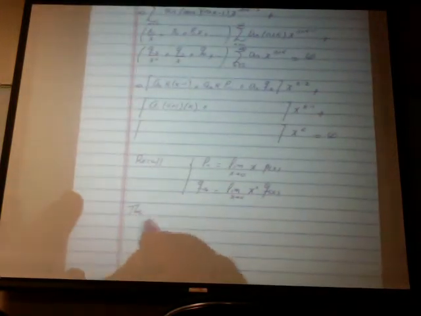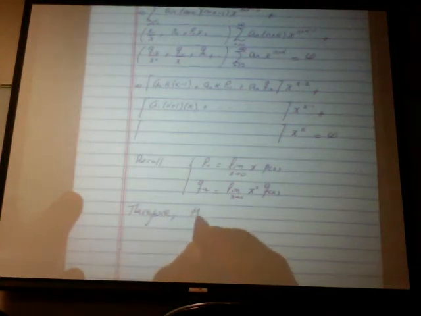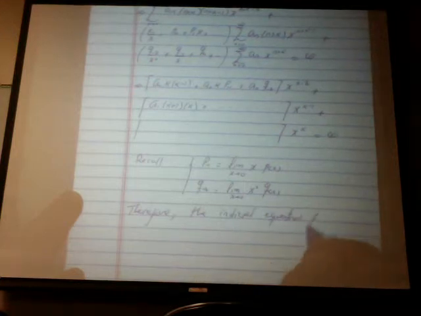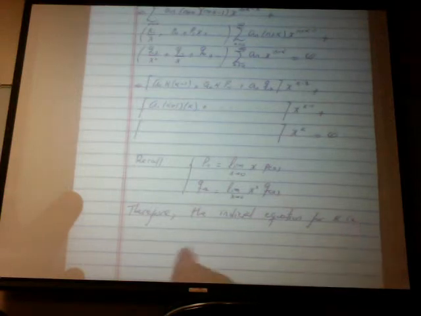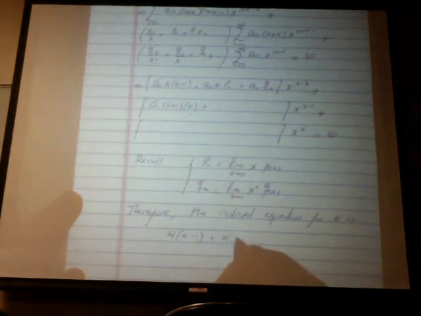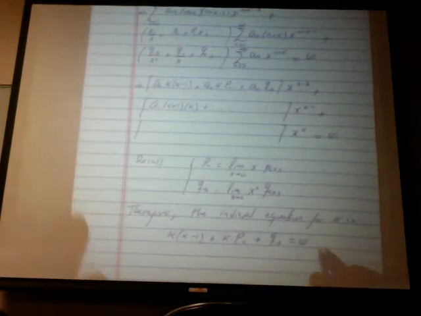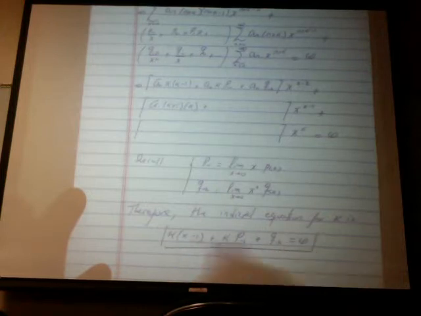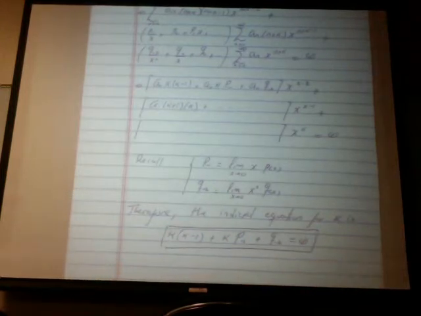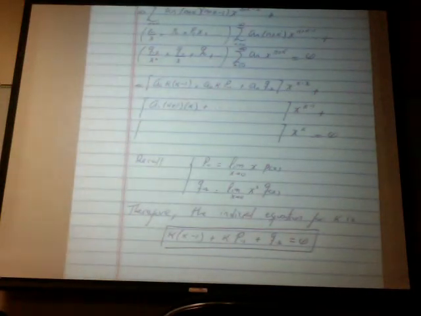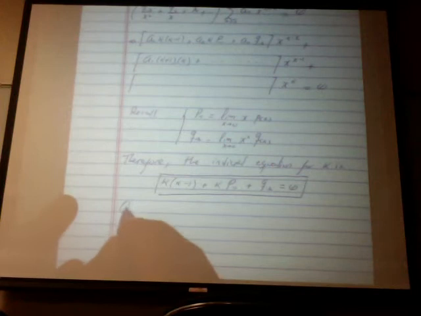And therefore, what I wanted to arrive at, the initial equation for k, is k times (k-1), plus k p_-1, plus q_-2 is equal to 0. And that comes directly from here. So this is a quadratic equation for k.